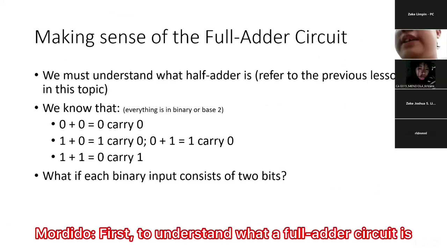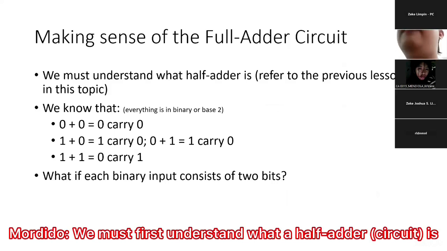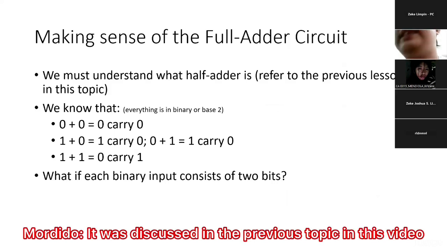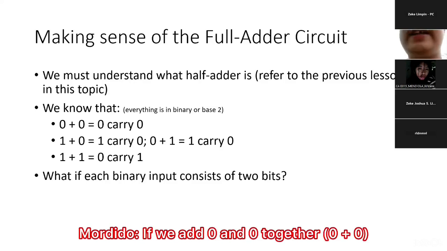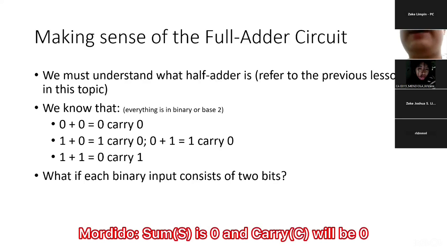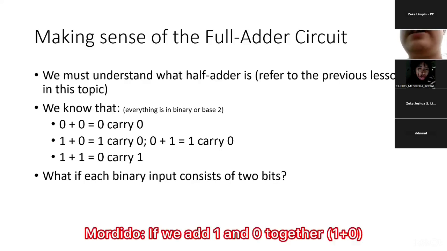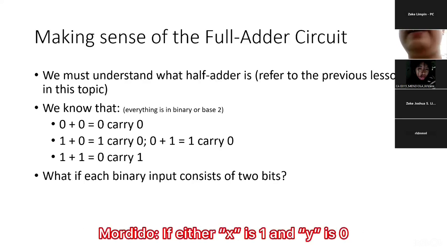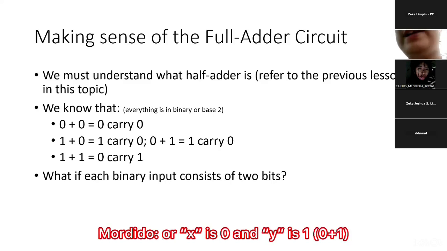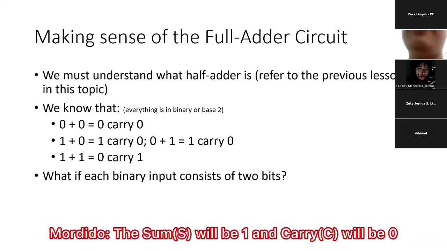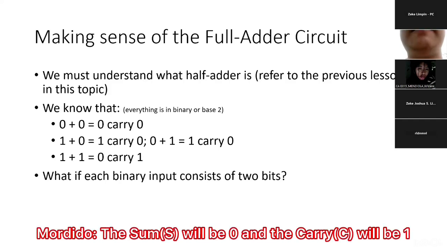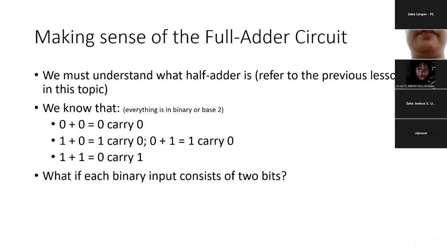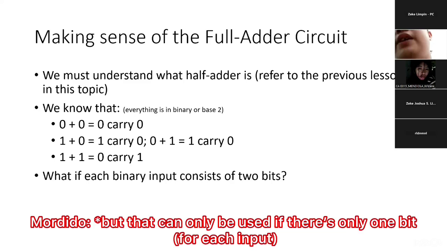First, to understand the full adder circuit, we must first understand what a half adder is. It was discussed in the previous topic in this video. From there, we know that if we add 0 and 0 together, the sum is 0 and the carry will be 0. If we add 1 and 0 together, if either x is 1, y is 0, or x is 0 and y is 1, the sum will be 1 and the carry will be 0. And if x and y are both 1, the sum will be 0 and the carry will be 1. But that only applies if there's only one bit.